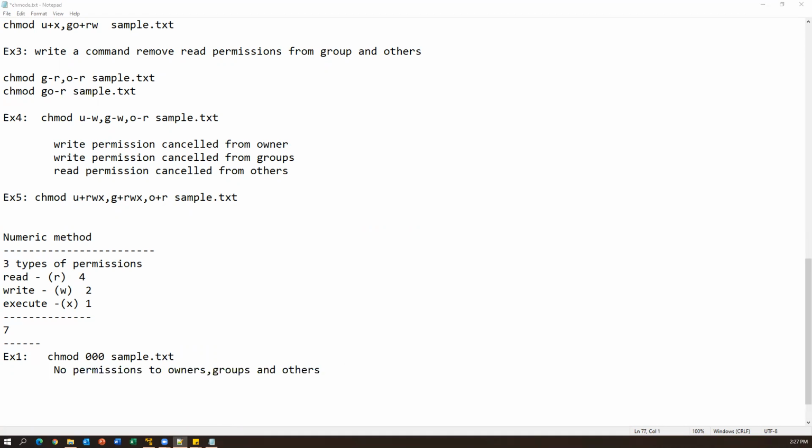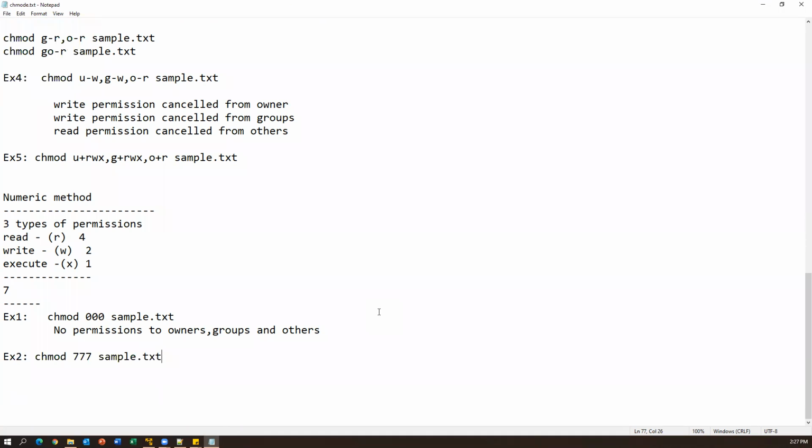Now example 2. Let us try to understand this. chmod 777 sample.txt. So 7 means what? All permissions: read plus write plus execute, 4 plus 2 plus 1, total 7. So when I say chmod 777 sample.txt, the first 7 represents all permissions to the users or owner. The second 7 represents all permissions to the group. The third 7 represents all permissions to others.